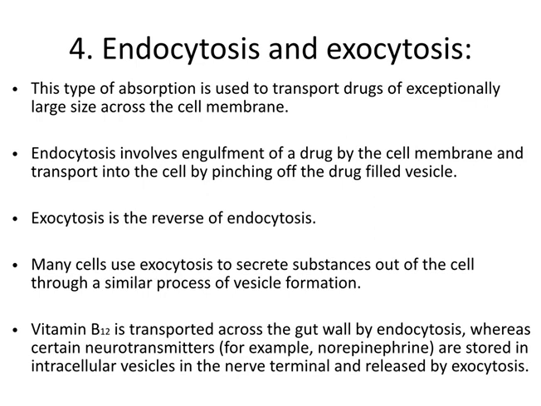العكس بالضبط مال الاندوسايتوسيس. Many cells use exocytosis to secrete substances out of the cell through a similar process of vesicle formation. Vitamin B12 is transported across the gut wall by endocytosis, whereas certain neurotransmitters, for example norepinephrine, are stored in intracellular vesicles in the nerve terminal and are released by exocytosis.